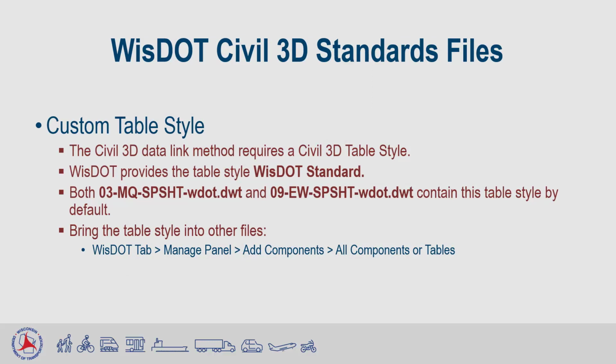Using the Civil 3D data link method requires a Civil 3D table style. WisDOT provides a table style named WisDOT standard for usage when creating miscellaneous quantities and earthwork quantities sheets using the Civil 3D data link method. Each of the quantities templates contain this table style by default, and it is the default template.